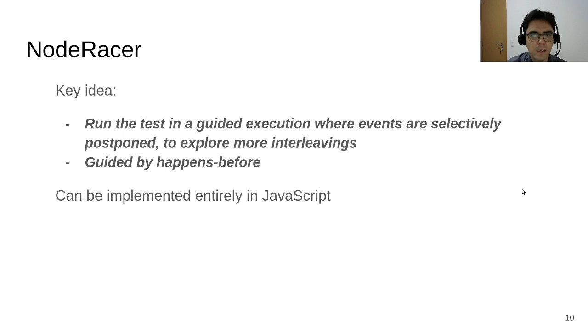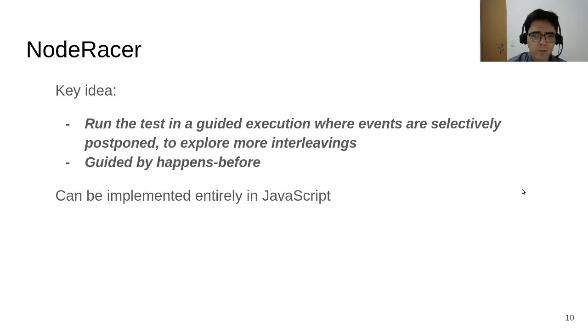Our take is an approach called NodeRacer. Its key idea is to run the test in a guided execution where events are selectively postponed to explore more interleavings. Besides, the execution needs to be guided by a happens-before relation. This approach can be implemented entirely in JavaScript, so no changes are needed in the internals of the Node.js runtime.